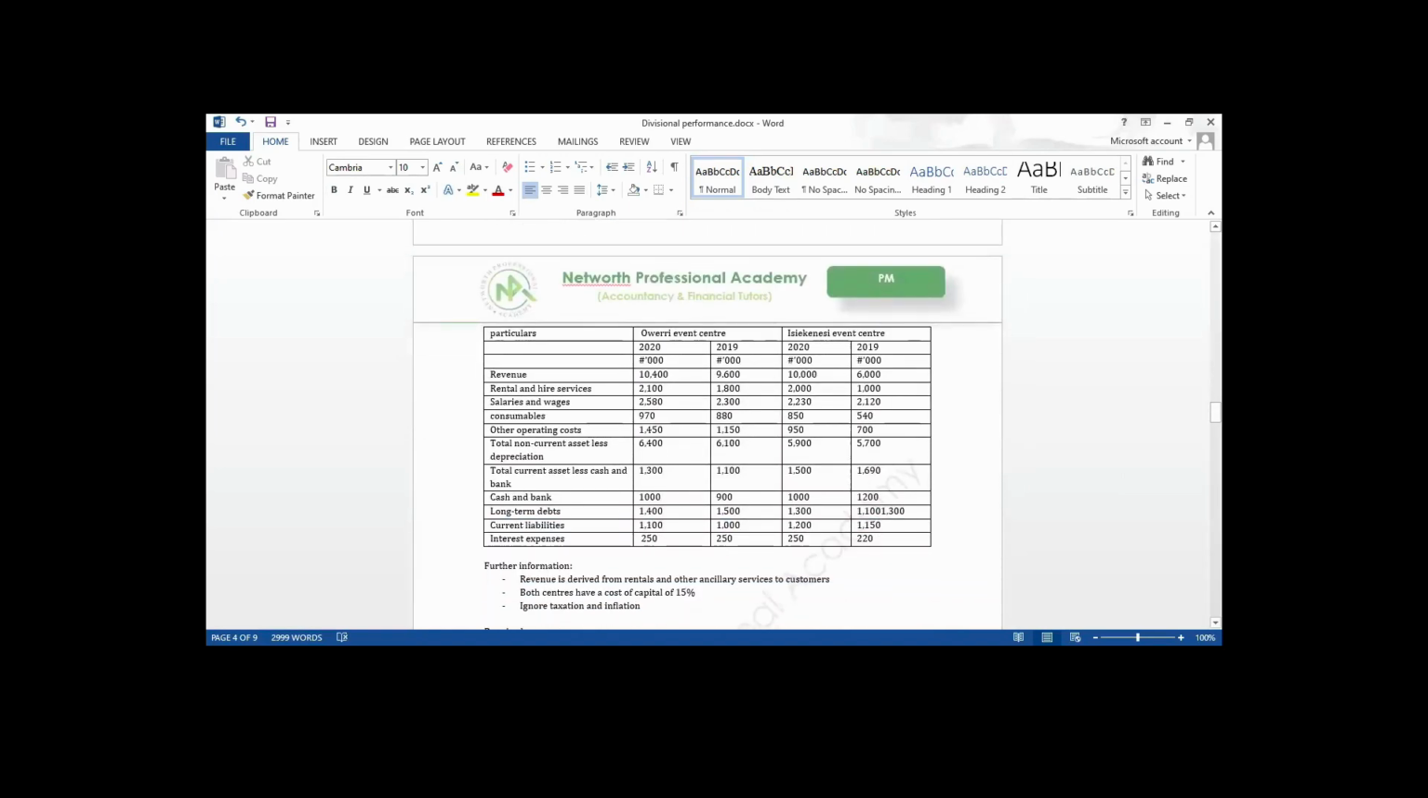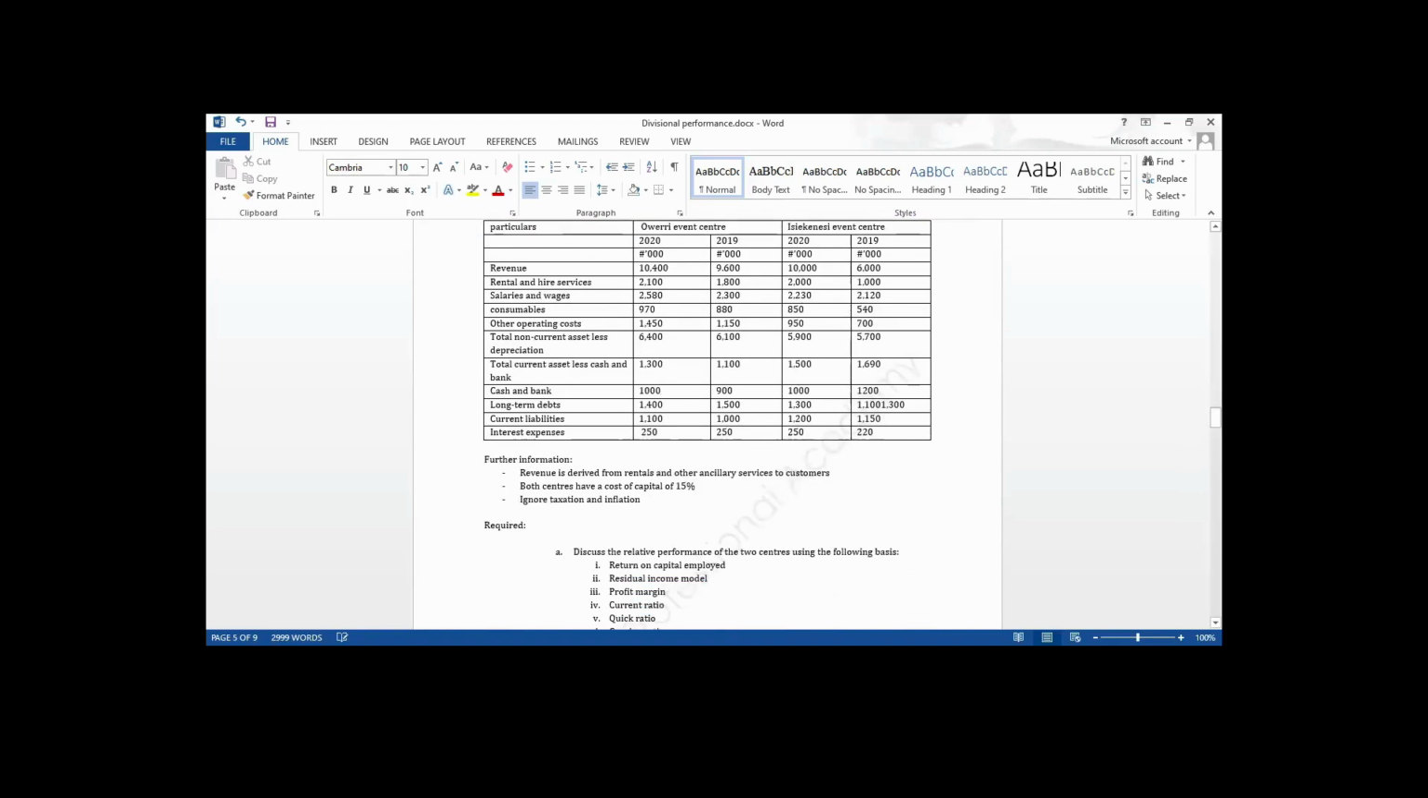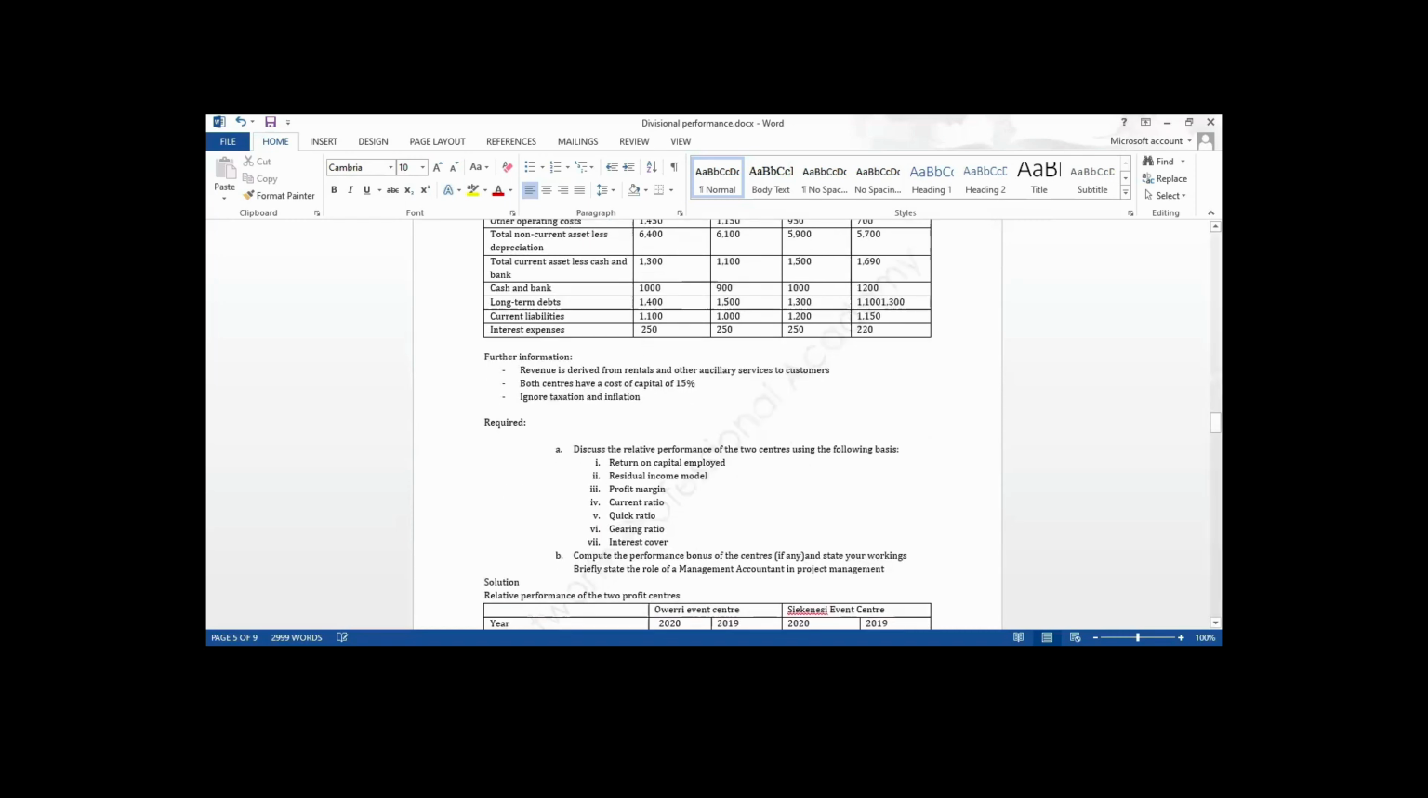We have the revenue, rental and hire services, salaries, consumables, other operating costs, total non-current assets less depreciation, total current assets less cash and bank, long-term debt, current liability, interest expense. Further information: revenue is derived from rentals and other auxiliary services to customers. Both centers have a cost of capital of 15%. Ignore taxation and inflation.